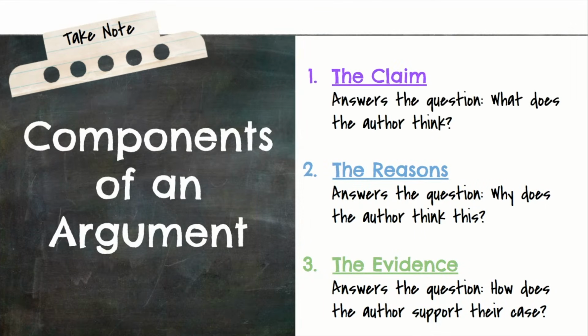So, let's look at the components of an argument. First, we have the claim, and it answers the question, what does the author think? Then we have reasons, why the author thinks this. And finally, we're going to look at evidence, which answers the question, how does the author support their case? So these are all the vocabulary words that we're going to be using when we dive deep into some arguments and claims articles coming up. All right, so that's it. That is the basics of arguments and claims.